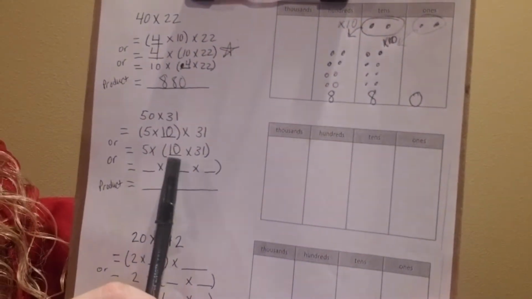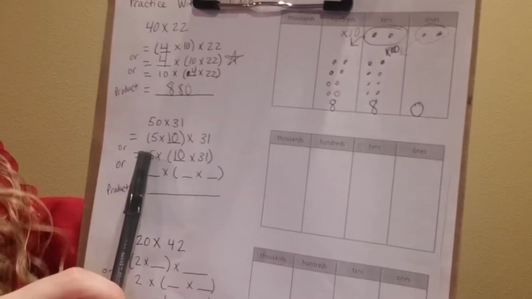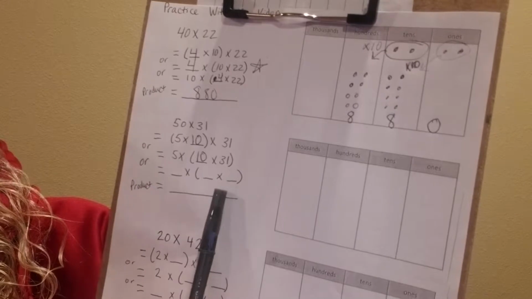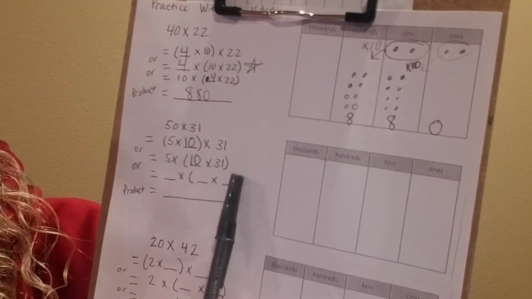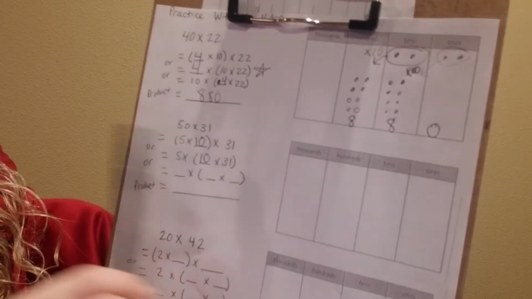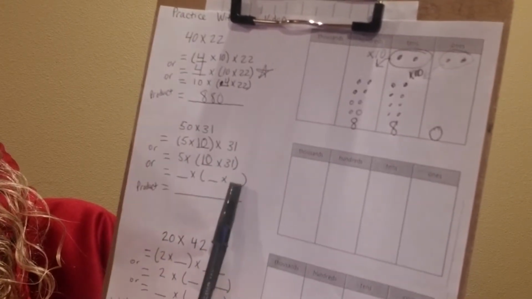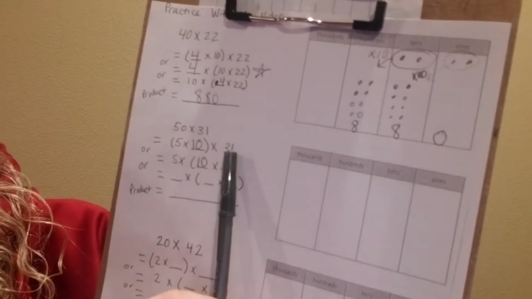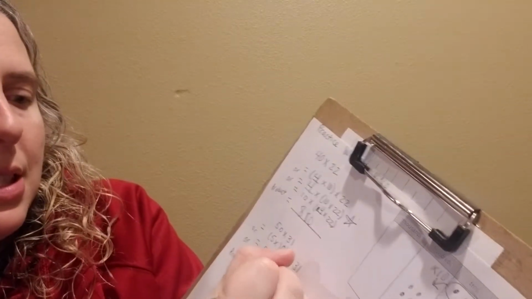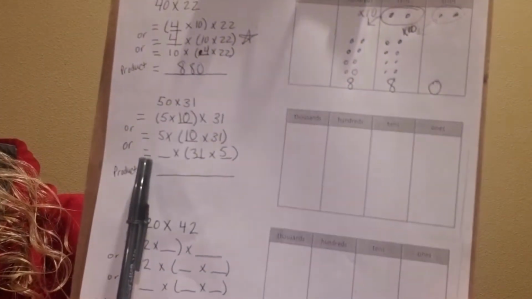So now I can do 10 times 31 times 5. Or what's that other way I can do it? I have to use all these factors, 5, 10, and 31. But do it differently. What haven't we multiplied together first? 31 and 5. So put that in the parentheses. And what do we have to multiply that by? 10.